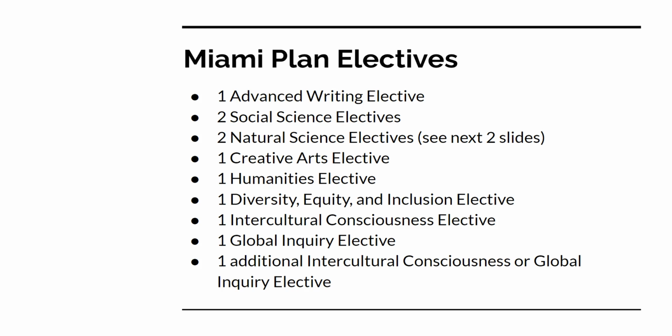These are our Miami Plan electives. Those were at the bottom of the flow chart. These are the different categories that you have to take classes from. So basically 1 out of each category. Besides social science, you need 2. And then you also need 2 natural science electives, which we'll talk about in the next few slides.